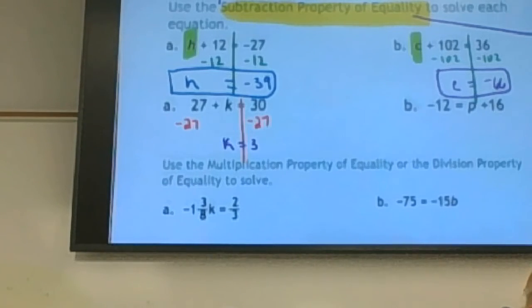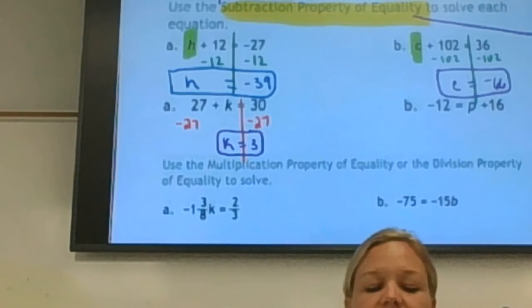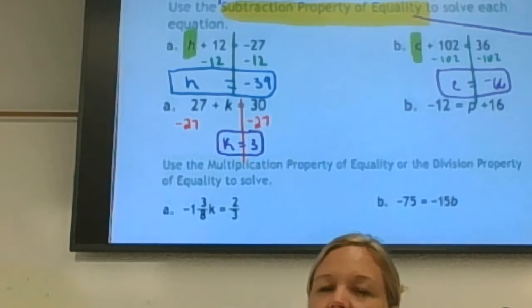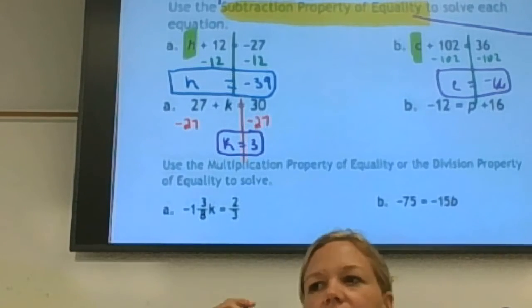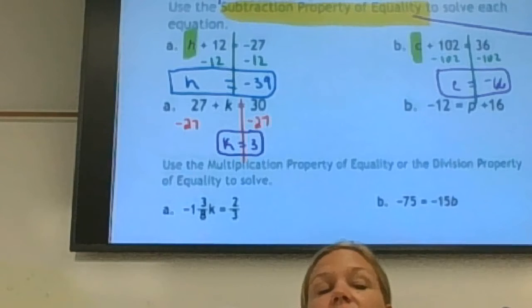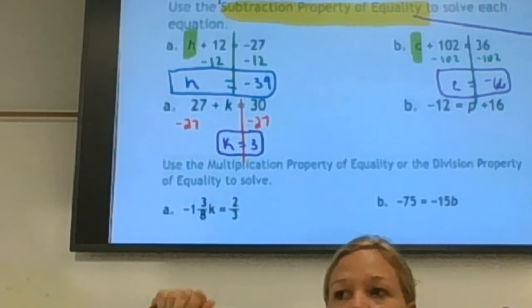So if you guys didn't show this work, you're not getting credit. I don't want to know that you can look at it and figure it out. I want to know that you know the property of equality, that what you do to one side, you do to the other side. A lot of you guys can just look at it and figure out what P is. I'm not testing you on that. I'm testing on do you understand the property of equality? So show your work. What are you doing to the left side and what are you doing to the right side?